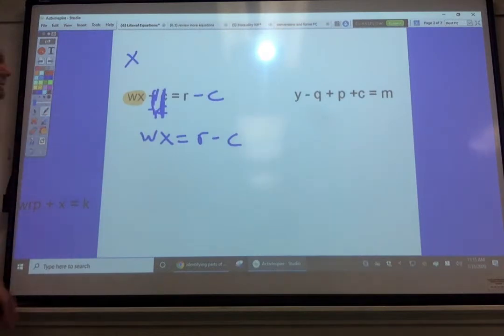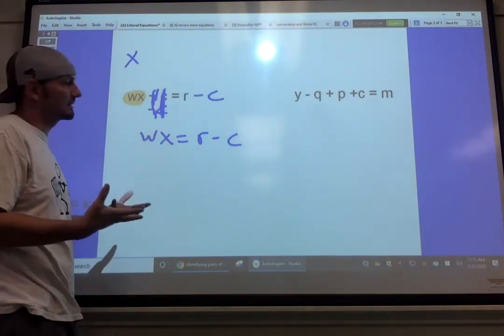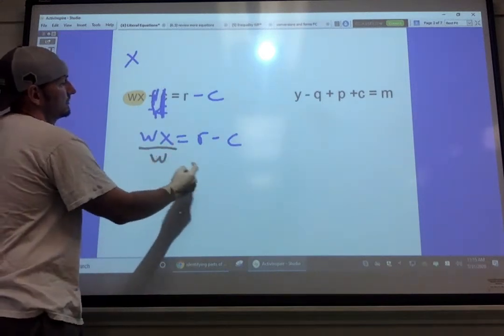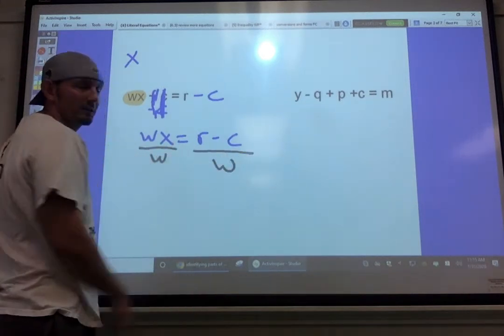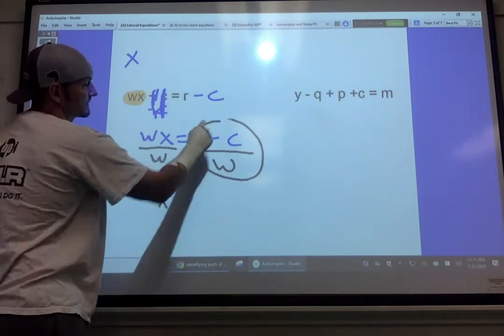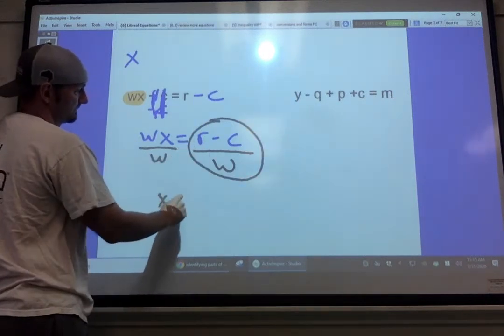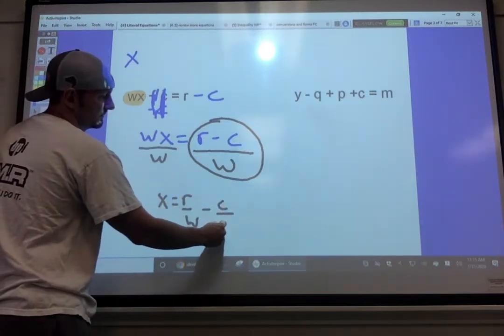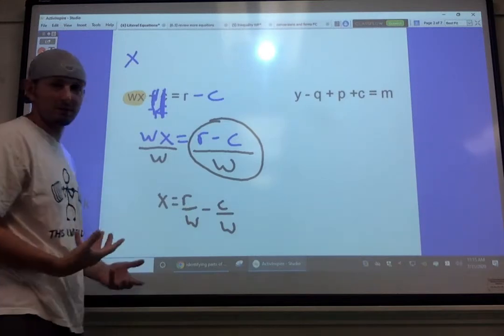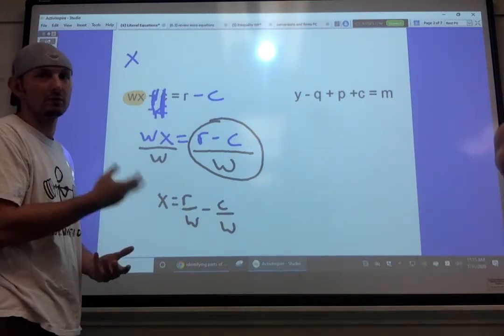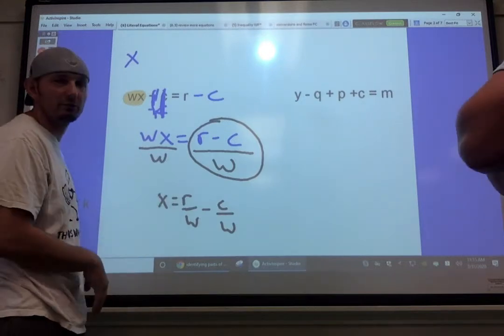And here, there's two ways you can write it after this step. I don't care, whichever you choose. Divide by w. You might see people write it like that. It's more common to me. And say this is the answer. Or we could say r over w minus c over w. Technically, they're the same thing. So it depends on who your teacher is. We don't care, so whichever one.